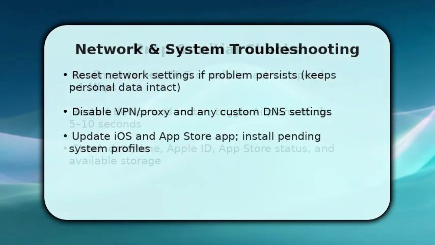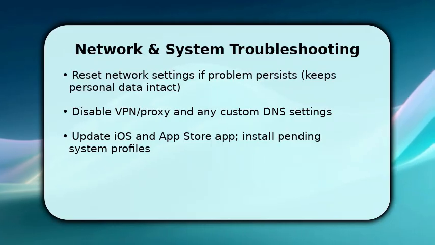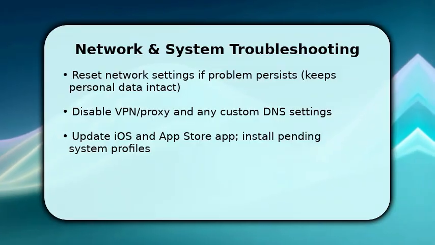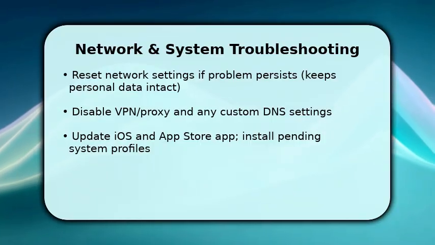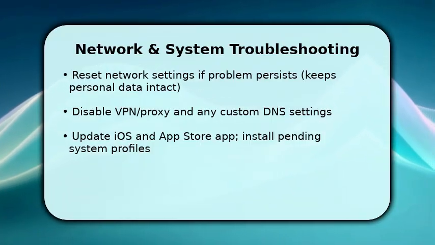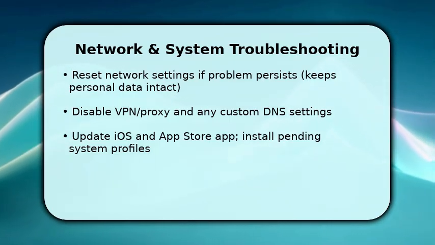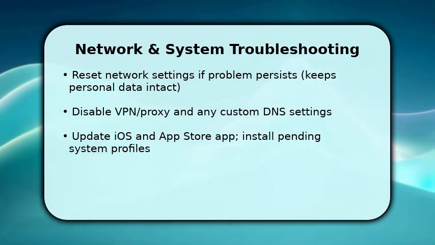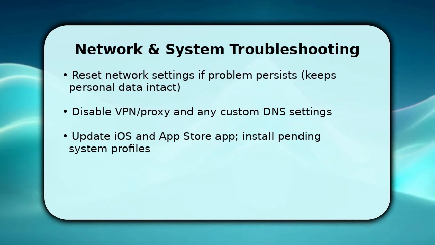Next, focus on deeper network and system causes. Disable VPNs, proxies, or custom DNS entries which can route App Store traffic incorrectly. If that doesn't help, reset network settings to clear corrupted Wi-Fi configs and saved certificates. This often fixes persistent failures. Make sure your device software is fully updated because App Store connection uses modern security protocols. If you have configuration profiles, remove or update them, and then reboot to allow the system to re-establish secure connections.